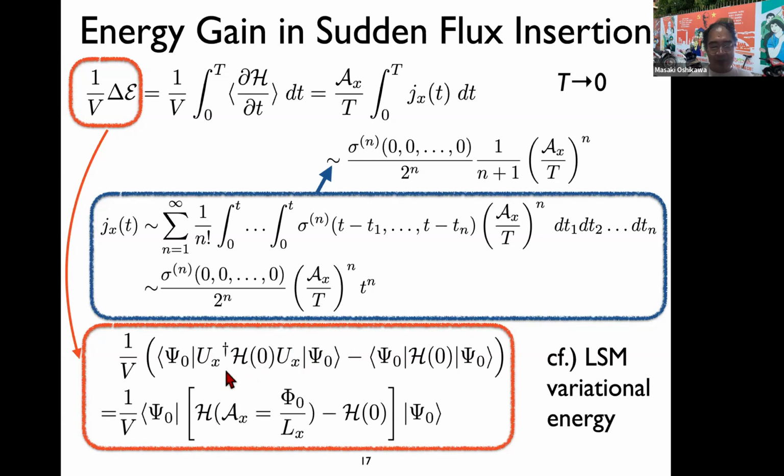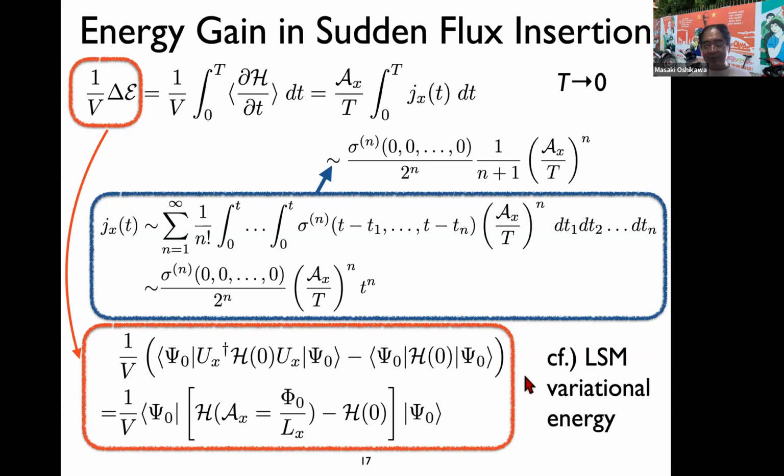But here it's simpler to consider this just as the expectation value of the new Hamiltonian, including the flux, with respect to the original ground state, because the original ground state did not evolve by the sudden switching on of the vector potential. Then you have to subtract the original ground state energy, which is just the expectation value of the original Hamiltonian by the original ground state. But you pick up the difference. But this is just the expectation value of the difference between the new Hamiltonian minus the original Hamiltonian with respect to the ground state.